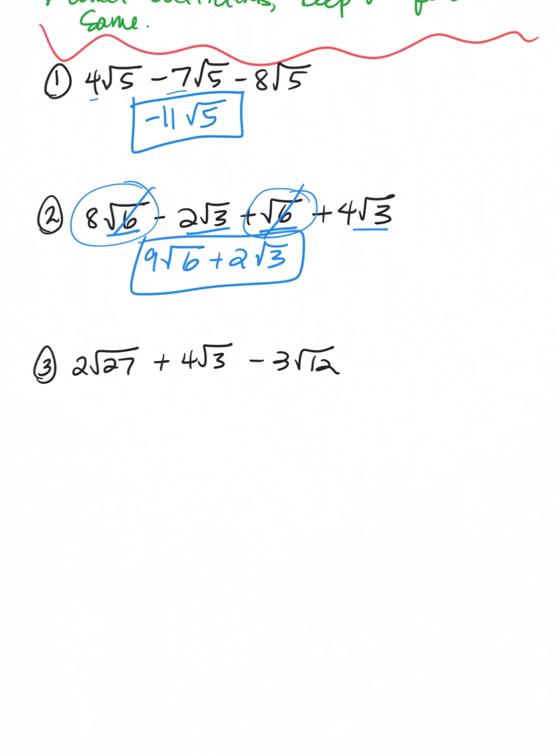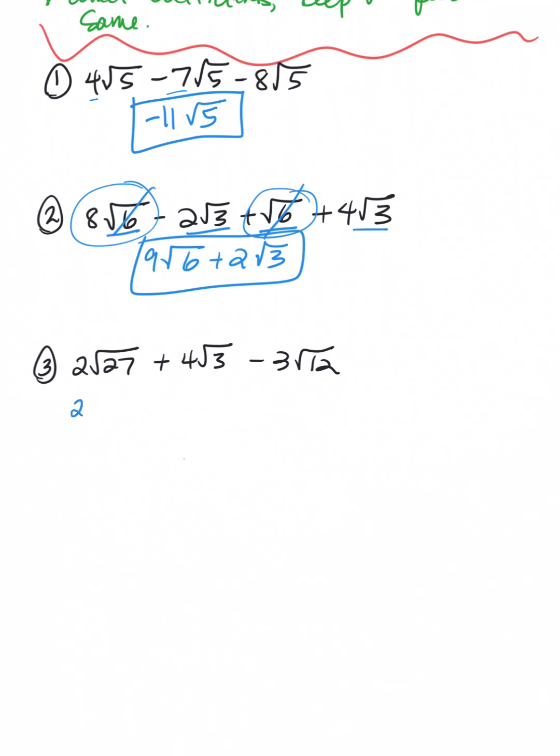Now when I look at number 3, take a minute, write it down, and look at this. None of the radicals match, right? So I can't consider any of them like terms, but I could reduce some of these radicals, and maybe then there would be some like terms. So let's just take one at a time and reduce our radicals.